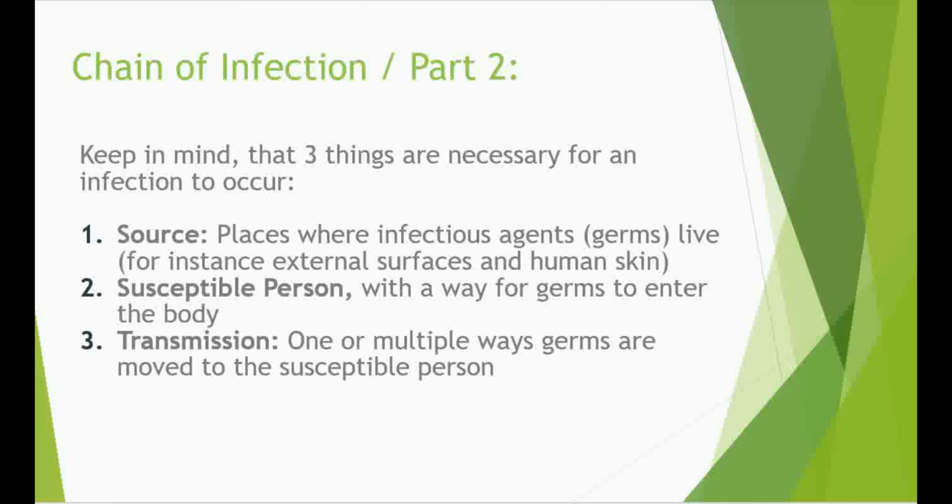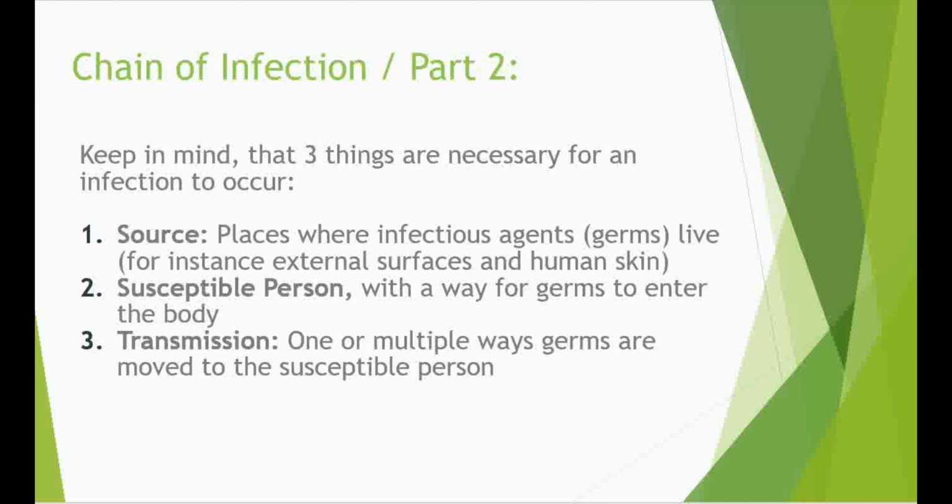Let's continue with part 2 of our discussion. Important things to keep in mind. There are three things that are necessary for an infection to occur. Number 1, source. Number 2, susceptible person. And number 3, transmission. Now, the source indicates places where germs with these infectious agents live.